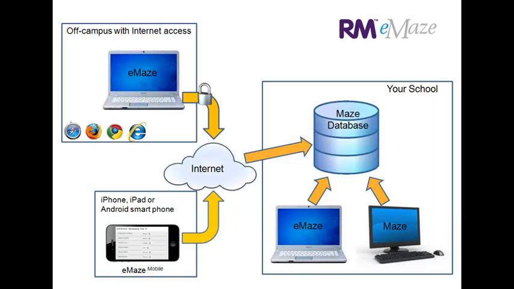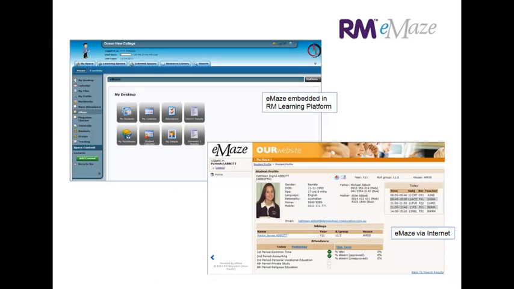school members. Depending on the location of the user, access is provided via an intranet, extranet, or internet site, and the latter can be secured with digital encryption. Schools can customize the look and feel of their eMaze implementation, and eMaze can be fully integrated with your existing school website or the RM learning platform. Let's look at two of the most common scenarios: eMaze for use by teachers and eMaze for use by parents.